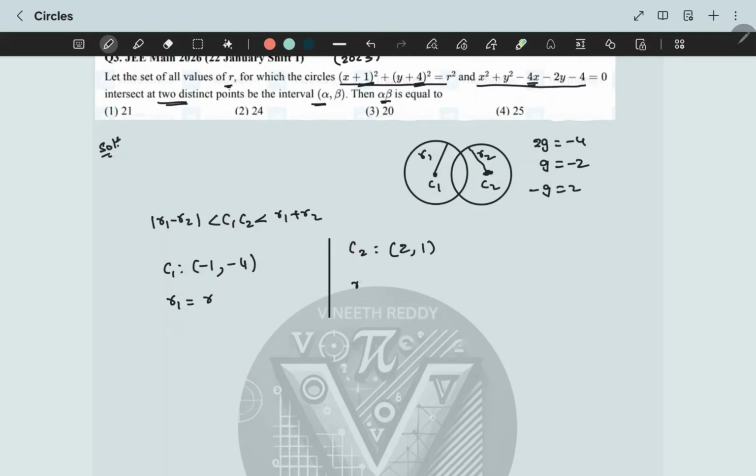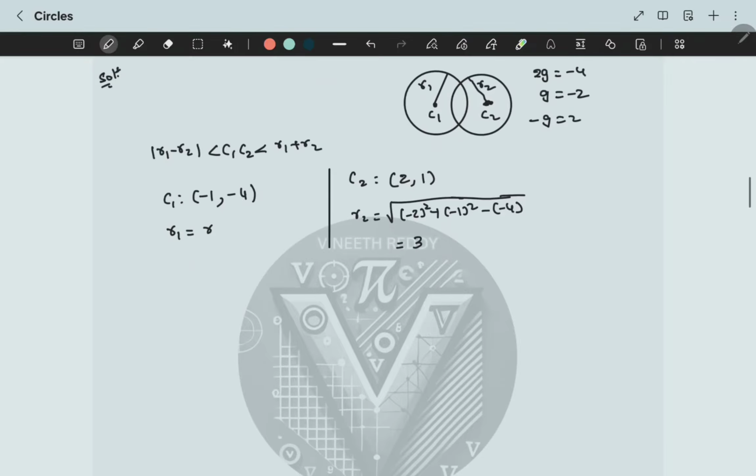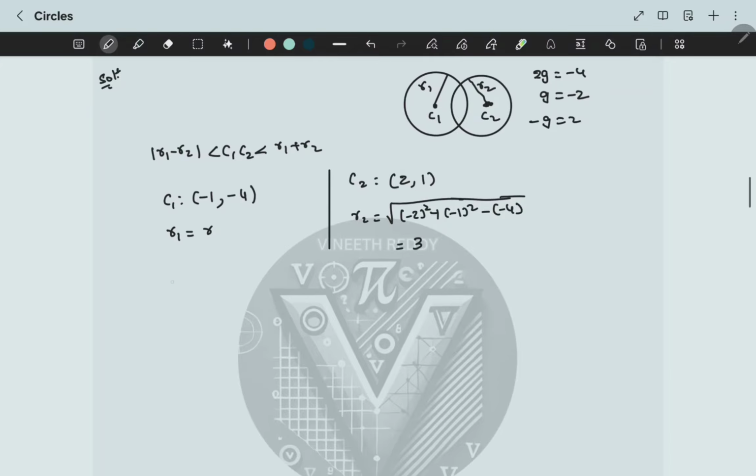And what is the radius, dear students? Here R2 should be under root of g square plus f square minus c, that is minus 2 whole square plus minus 1 whole square minus c. So what do we get? 4 plus 1 is 5, 5 plus 4 is 9, under root 9 is 3, right? So that's it. Now the question is almost done.